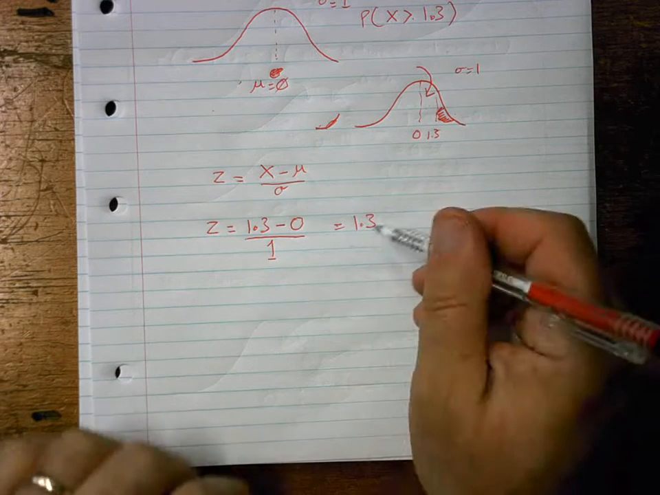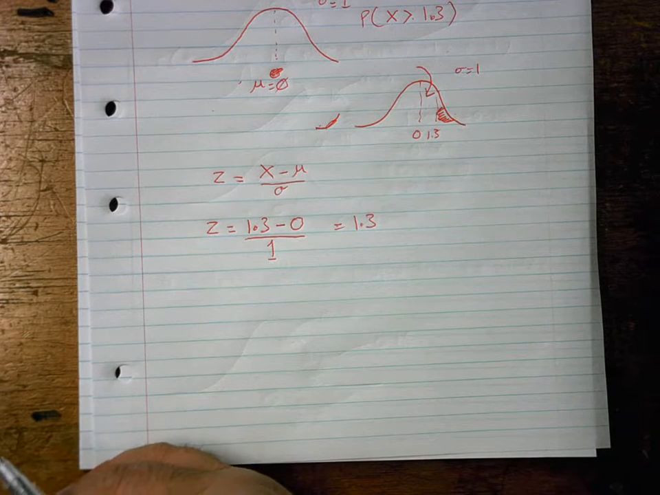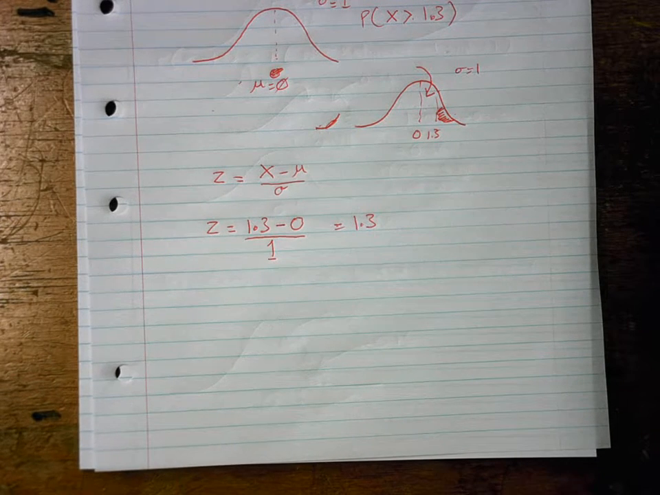Now that is not the answer to the question. Let's be really clear about it. 1.3 does not solve my problem. If you wrote 1.3 down in a probability exam, we'd look at you like you're an idiot, because you can't have a probability of 1.3. You can't be 130% certain, can you?